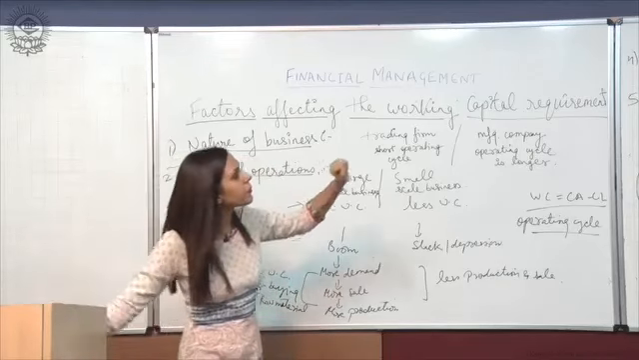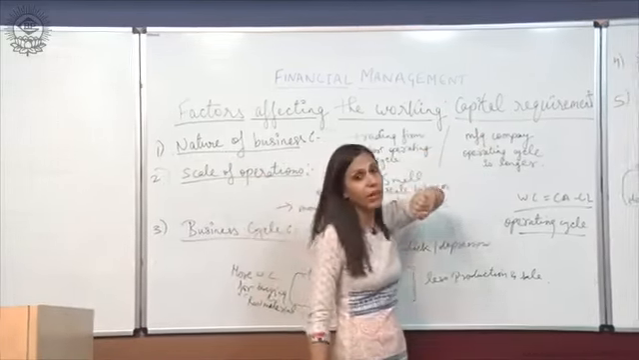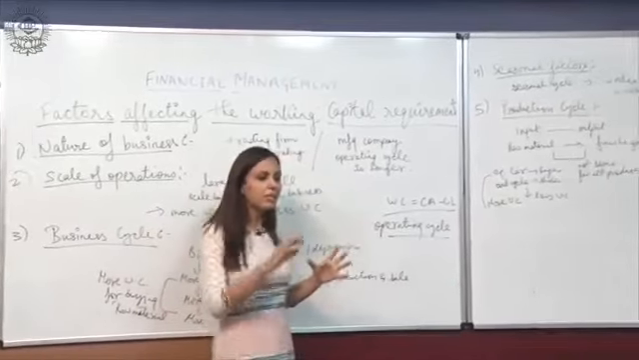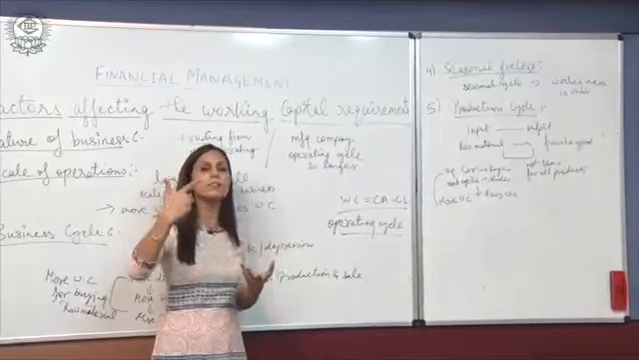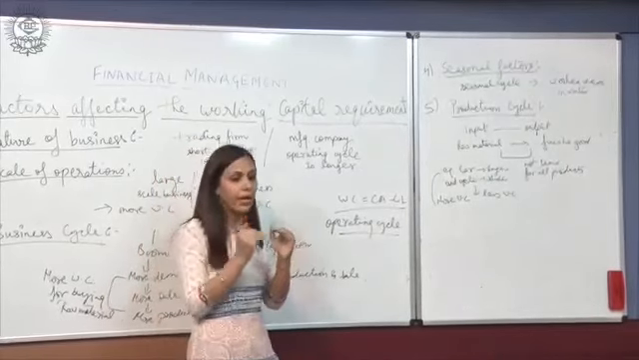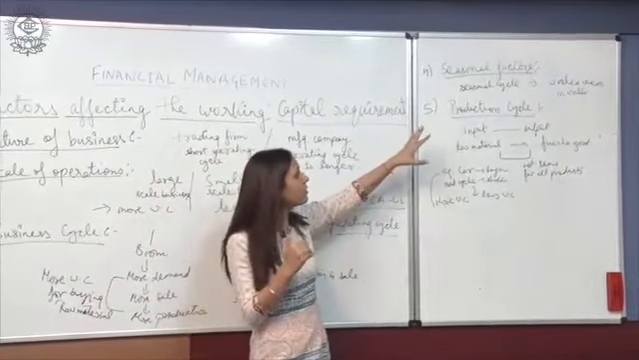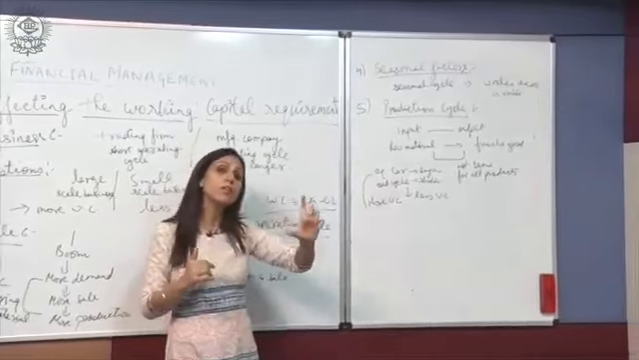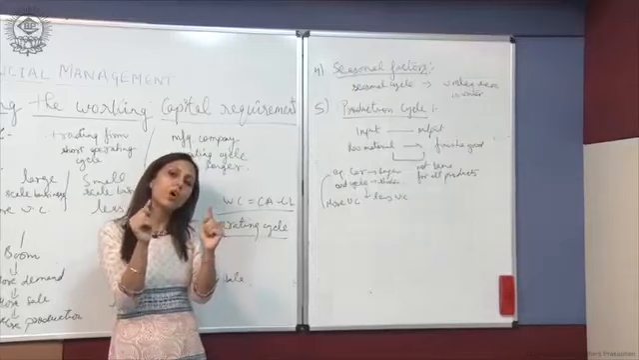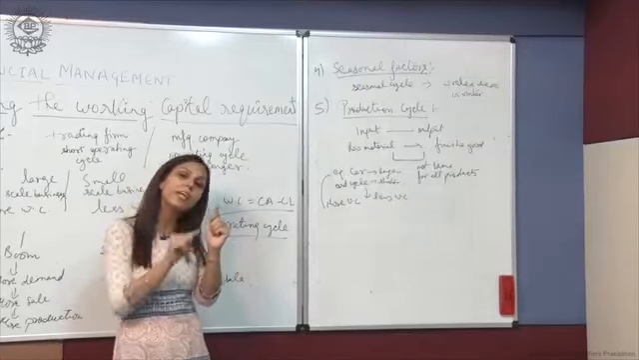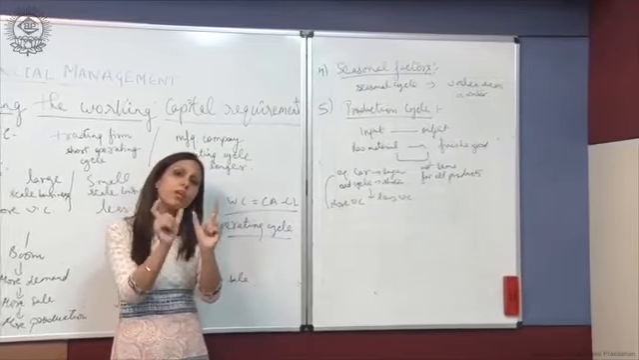Fine. Fourth is seasonal factor. You will see that there are certain businesses which have a seasonal cycle. Which has a seasonal cycle means that particular business functions in a particular season. It has a very small cycle of operation or operating cycle, which is confined or limited to a particular season.